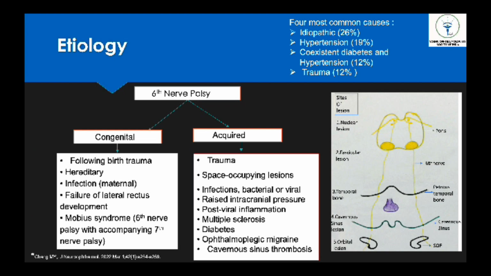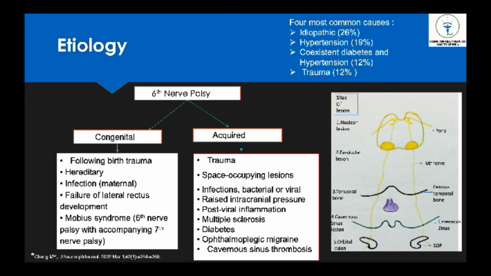Acquired causes can be easily understood by looking at the course of the sixth nerve. The sixth nerve originates from the pons at the level of the facial colliculus and then travels through the petrous part of the temporal bone. It lies in the medial wall of the cavernous sinus and further passes through the annulus of Zinn to reach the lateral rectus. So, any lesions in the pons, in the fascicular area, in the temporal bone, cavernous sinus, or orbit can result in an acquired sixth nerve palsy.